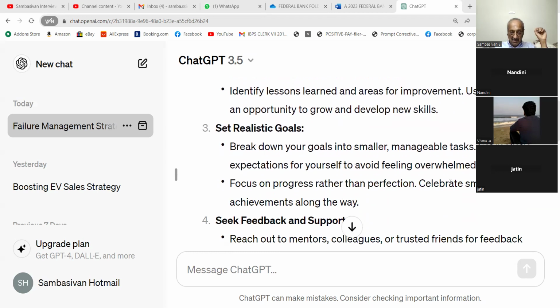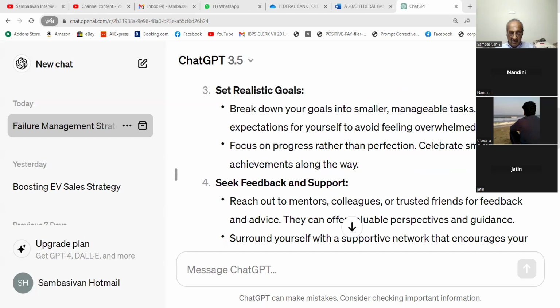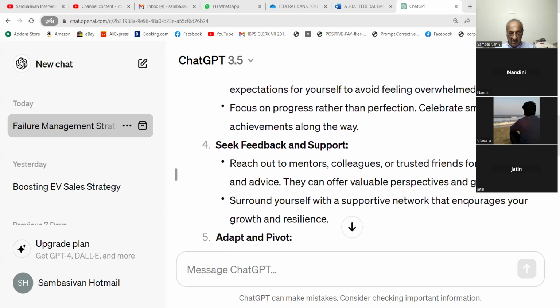Set realistic goals. Break down your goals into smaller, manageable tasks. Set realistic expectations for yourself to avoid feeling overwhelmed. Focus on progress rather than perfection. Celebrate small achievements along the way.